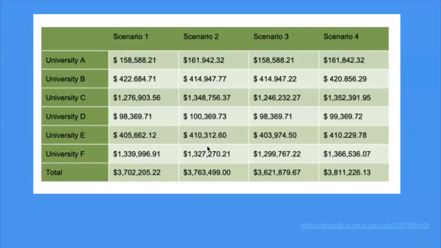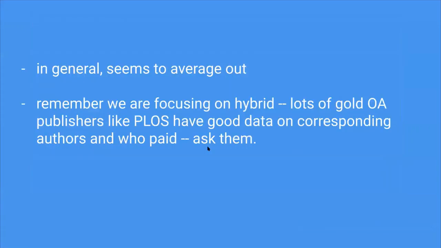This is a different study, again, looking at different scenarios and ways of paying in different universities. I'm spending a little bit of time on this because I think it can be a stumbling block for people who think they don't know who paid and what they can figure out from that. And I think the answer is modeling something will get you in the right ballpark right now. And just one reminder that the things that we're looking at right now are mostly for hybrid publishing.